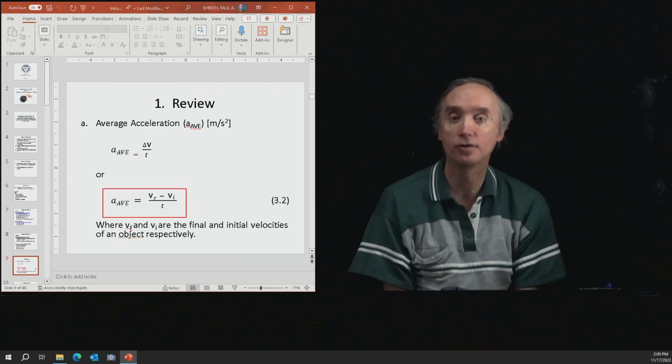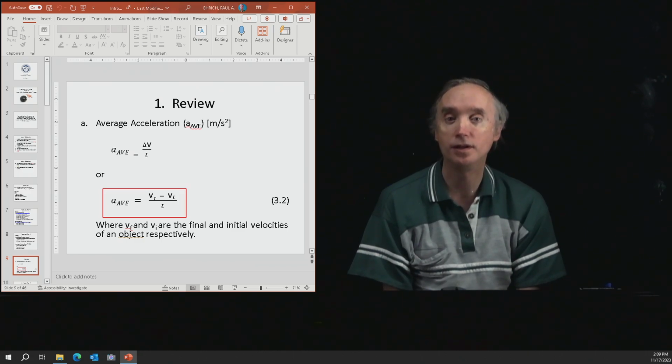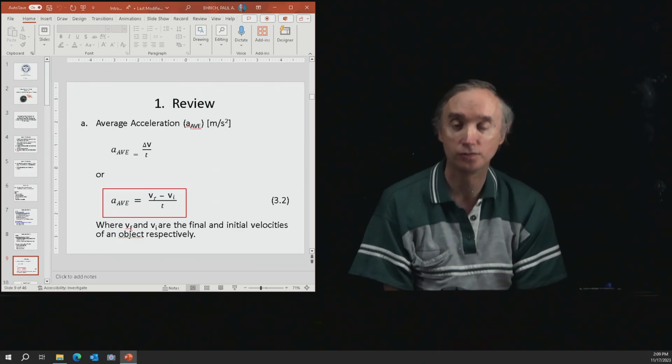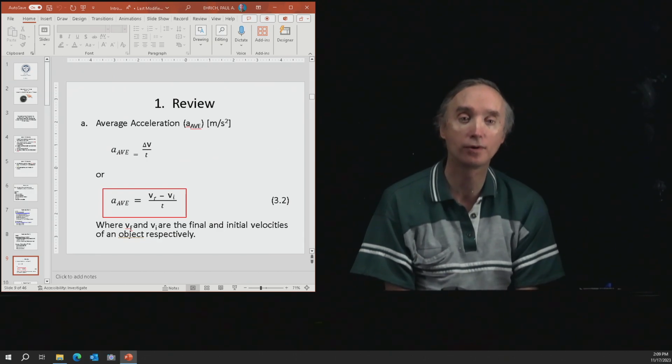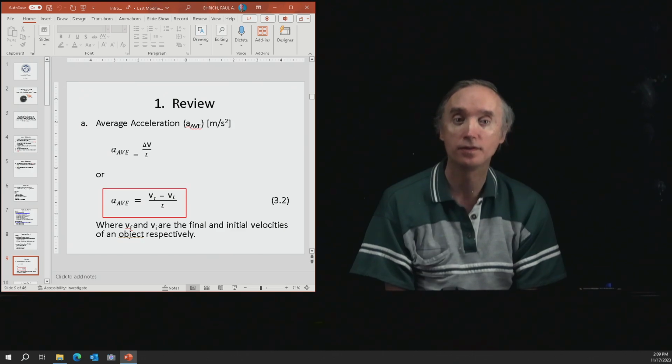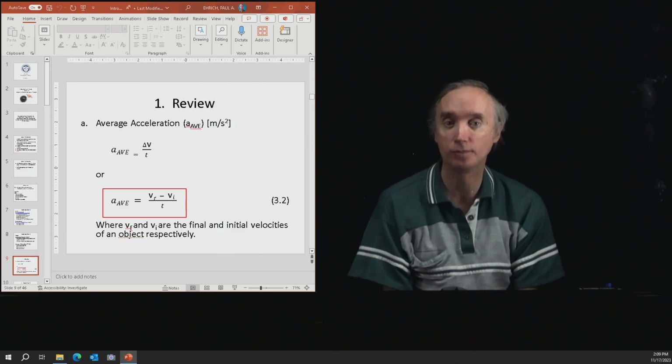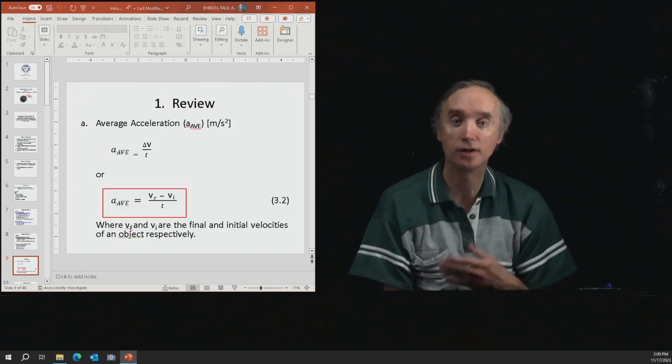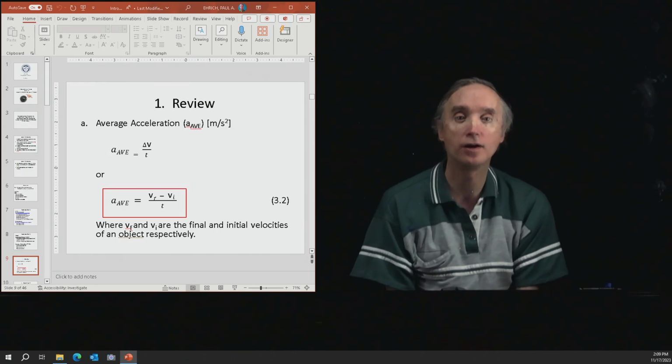So first, you need to know what an acceleration is. When you accelerate, your speed changes. It could be a positive acceleration, which means that you're going to go faster, or it could be a negative acceleration, which means that you're going slower. This is something that we learned in lesson number 3, and here is our formula for how to calculate accelerations.